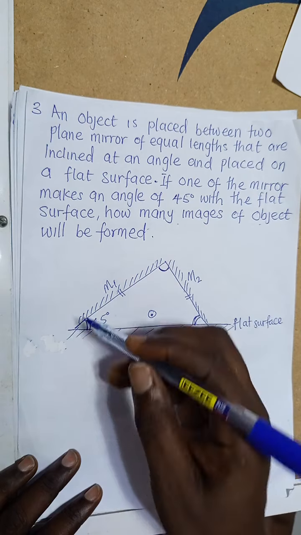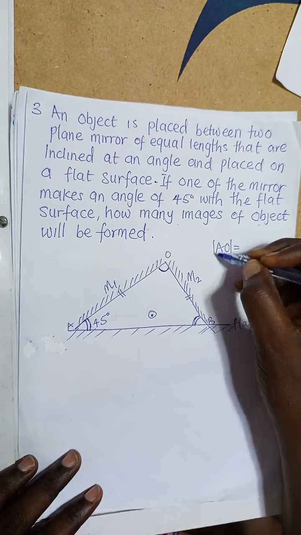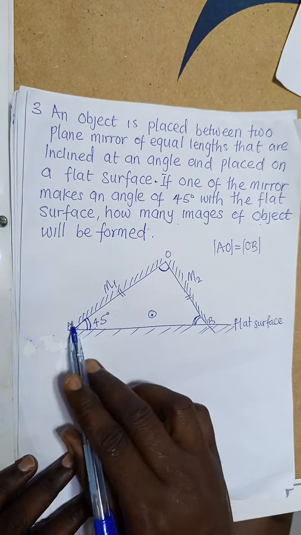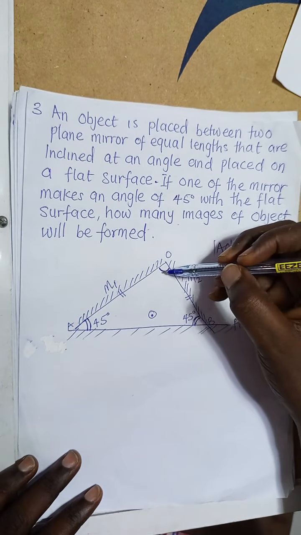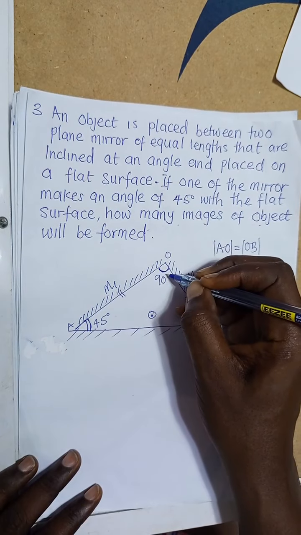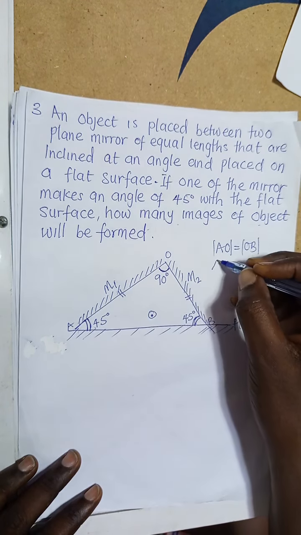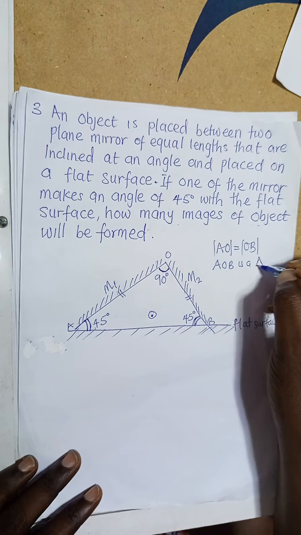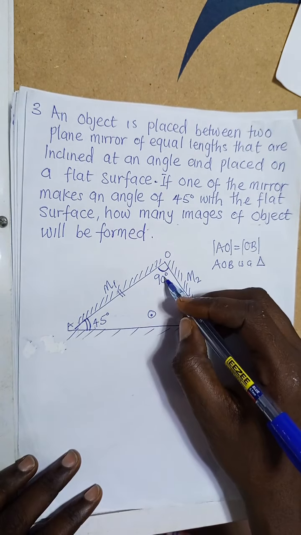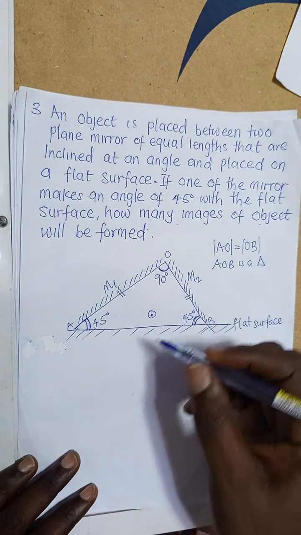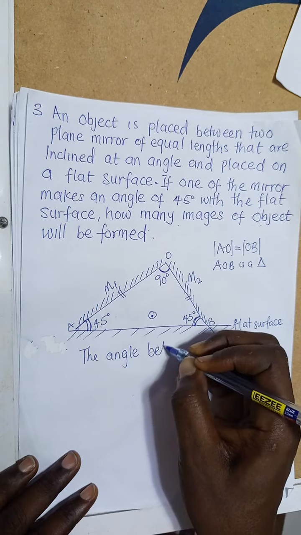Why? Because this length from here to here, say AO, is equal to OB. So AO equals OB. So therefore, this is an isosceles triangle. So this is now 45 degrees. And if it's 45 degrees, what will be here? Here will be 90 degrees. How? 45 plus 45 plus 90 is 180. Don't forget, AOB is a triangle. So the sum of angles in a triangle should be equal to 180 degrees. So here is 90 degrees now. Okay? Having gotten that, we now know the angle between the mirrors.